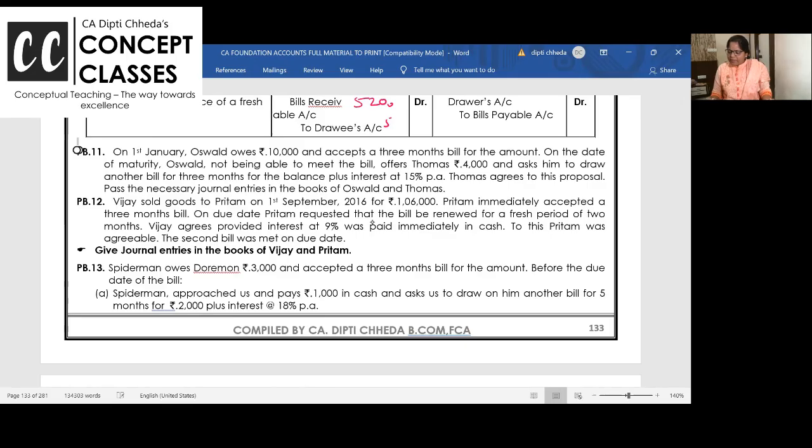10,000 and accepted a bill. On the date, Oswald, not being able to pay, offers Thomas 4,000 and asks him to draw another bill for 3 months along with interest. See, part payment is coming and for the rest they are asking us with interest. Thomas agrees and does the needful. Pass journal entries. They have asked you first in the books of Oswald. Oswald owes bills payable. Thomas, not being able to pay... Thomas is drawing the bill. So for Thomas, what is it? Bills receivable. So, 11th problem.